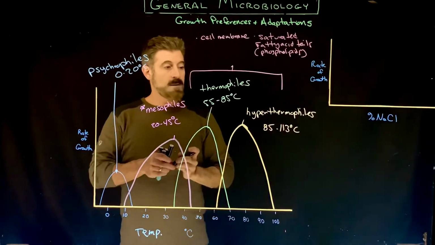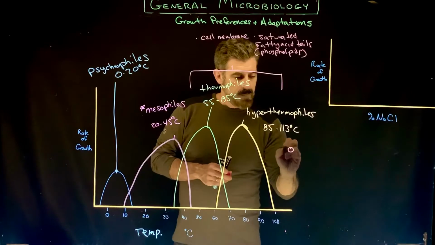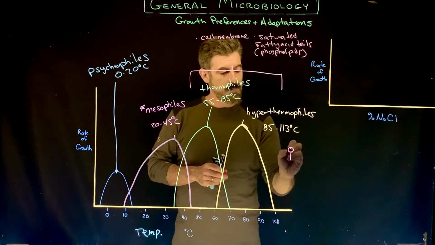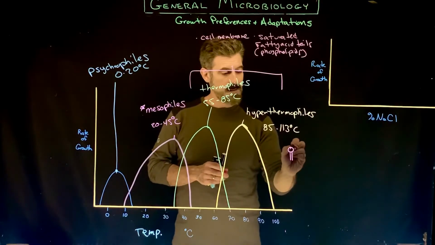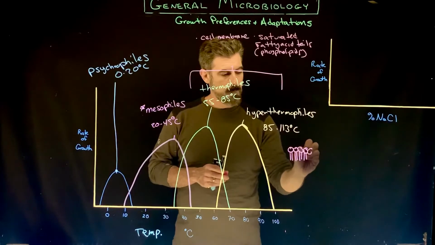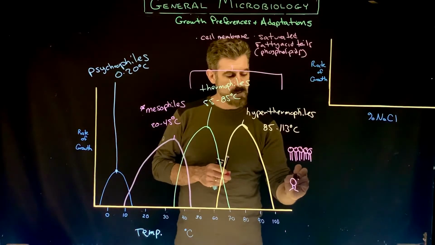And if you don't recall much about the structure of phospholipids and membranes, you have a polar head for a phospholipid, and then you have two tails. Those tails could be essentially straight tails like this, or those tails could be bent or kinked like this.